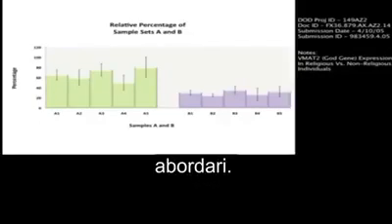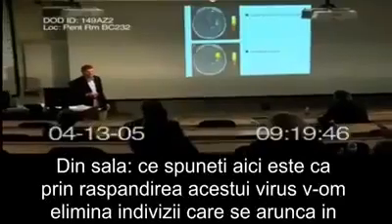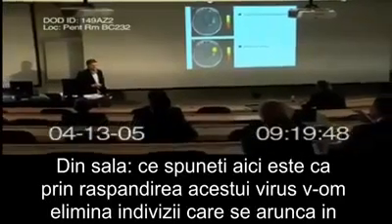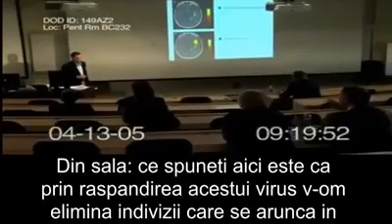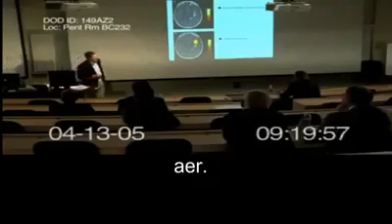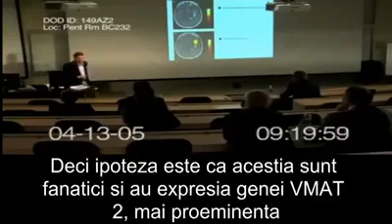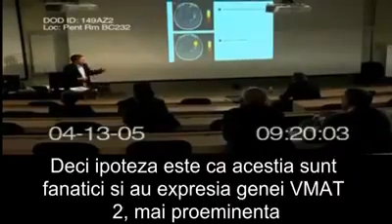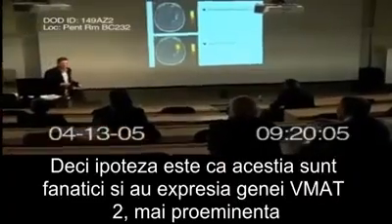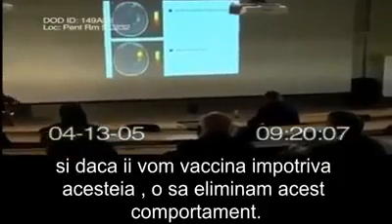What you're suggesting here is that by spreading this virus, we're going to eliminate individuals from donning a bomb vest and going into a market and blowing up the market. So our hypothesis is that these are fanatical people, that they have overexpression of the VMAT2 gene, and that by vaccinating them against this, we'll eliminate this behavior.